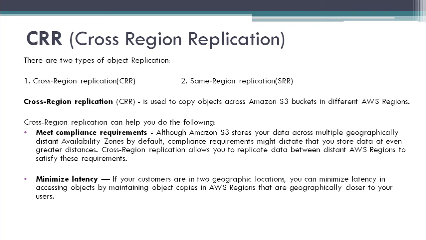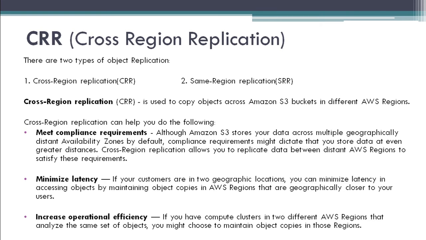Minimize latency. If your customers are in different geographic locations, you can minimize latency in accessing objects by maintaining object copies in AWS regions that are geographically closer to your users. So if you have end users in different geographic regions, you can set up CRR. From one region you can replicate your objects to another region close to your end users, so they will get minimum latency and a good user experience.